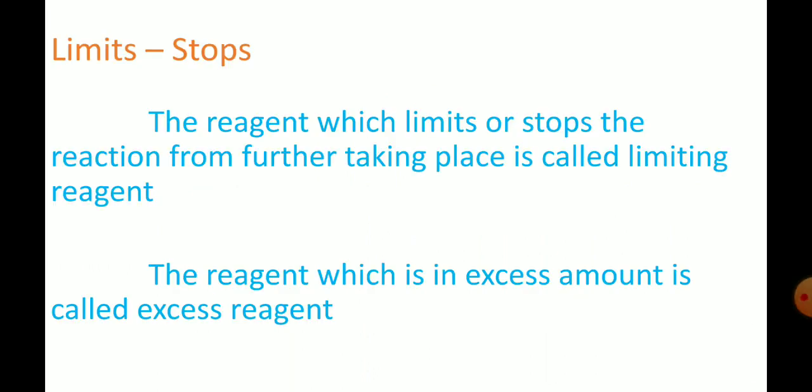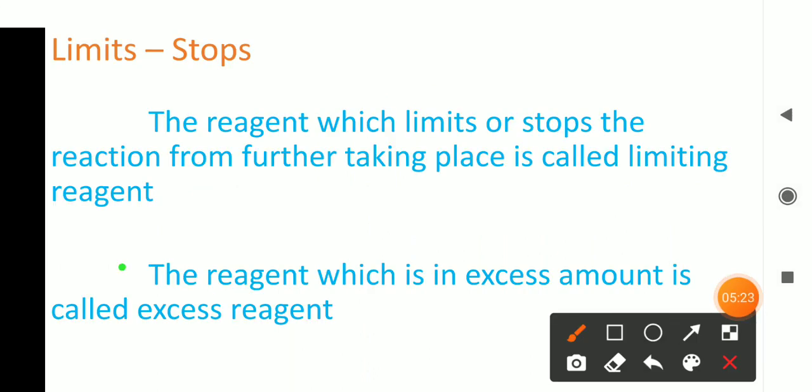So let me read the definition. What is called as excess reagent? It is given here. The reagent which is in excess amount is called excess reagent. So from this slide we came to understand the definitions of two different terms: limiting reagent and excess reagent. What is called as a limiting reagent? A reagent which stops or limits the reaction from further taking place is called a limiting reagent. Whereas what is called as excess reagent? The reagent which is in excess amount is called excess reagent. So have the example of that lunch in your mind, then automatically you can understand this concept very easily.